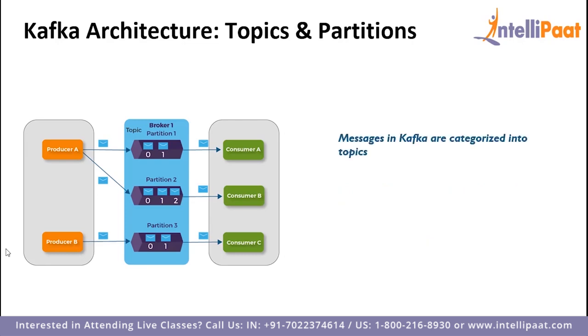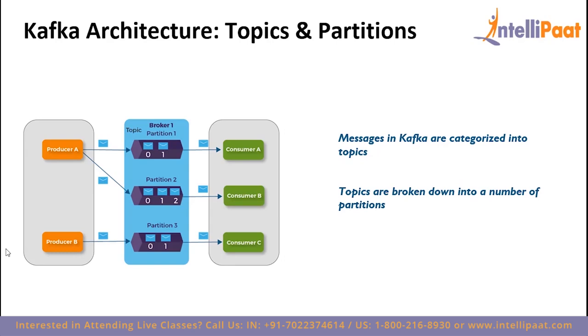Now let's look at messages. Messages in Kafka are categorized into topics, and these topics are broken down into a number of partitions. Reading messages can either be done in order from beginning to end, and we can also skip or rewind to any point in a partition by providing an offset value. The offset value is nothing but the sequential ID provided to the messages.